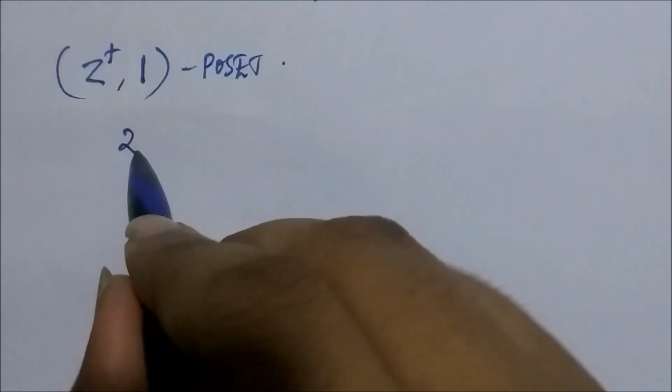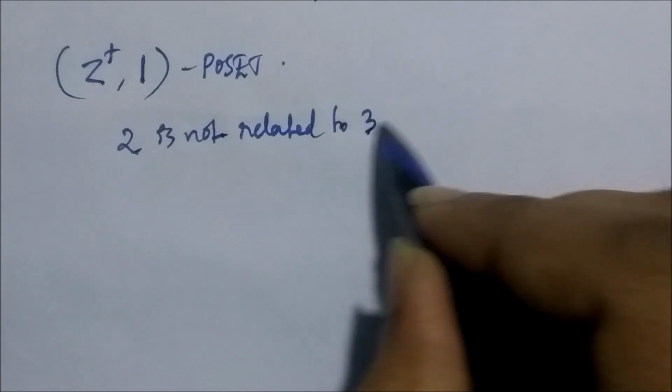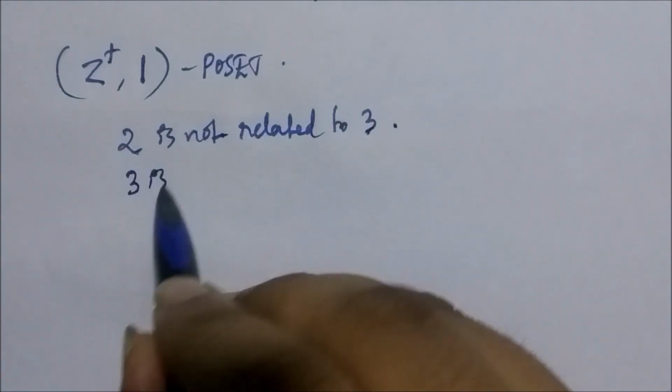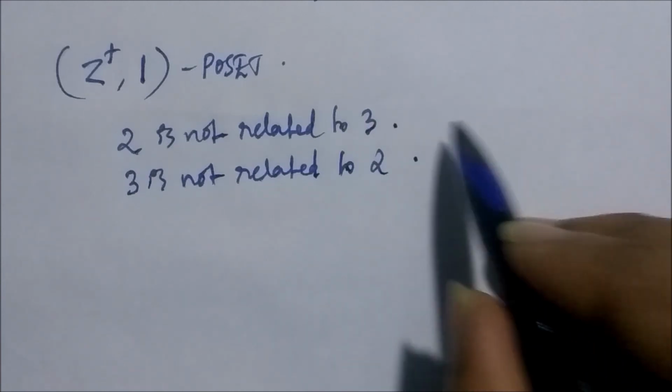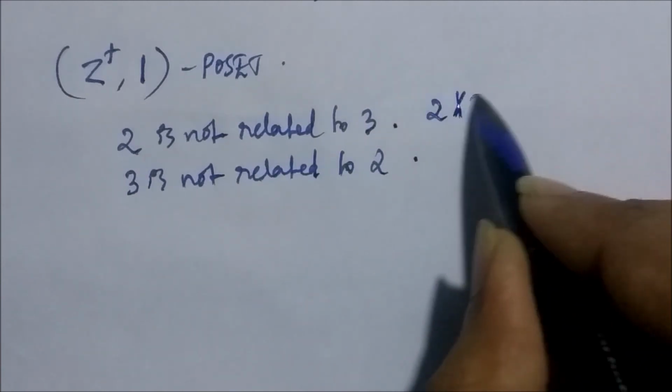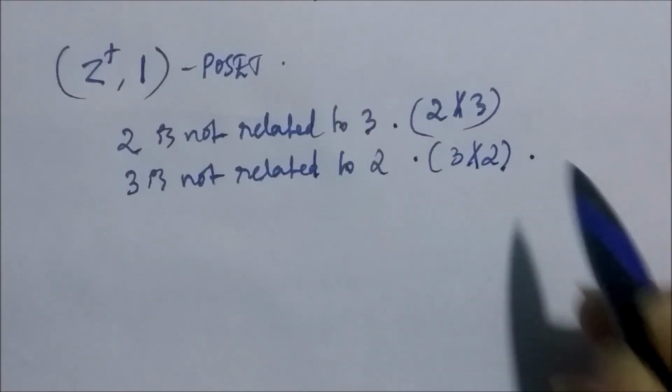It's a partially ordered set because divides is a partial ordering relation on the set of positive integers. Now you take two elements, 2 and 3. 2 is not related to 3 and 3 is not related to 2, because 2 doesn't divide 3 and 3 doesn't divide 2, right? We have two elements A and B here where A is not related to B and B is not related to A.